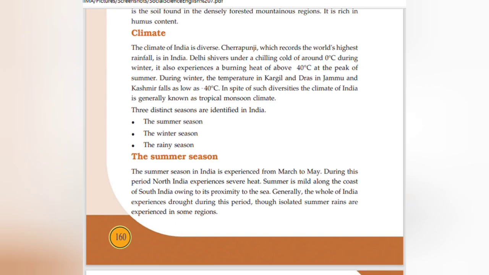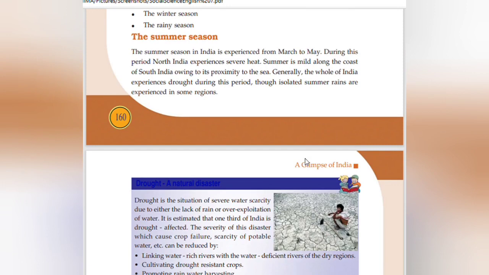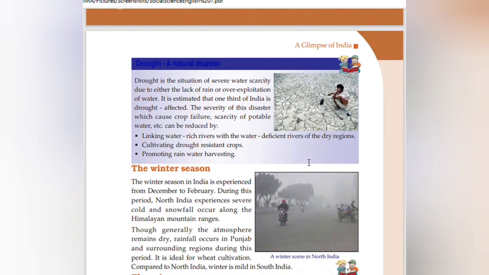Generally, the whole of India experiences drought during this period, though isolated summer rains are experienced in some regions. Drought is the situation of severe water scarcity due to either lack of water or overexploitation of water. It is estimated that one-third of India is drought affected. Severity of the disaster, which causes crop failure, scarcity of potable water, etc.